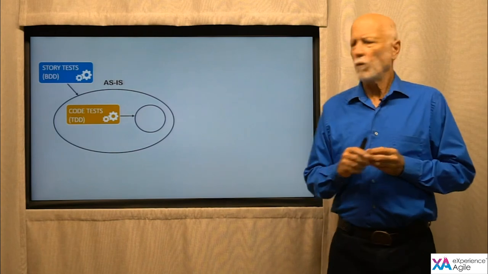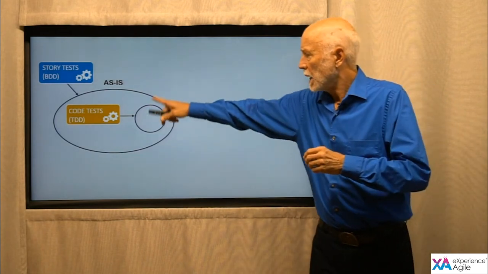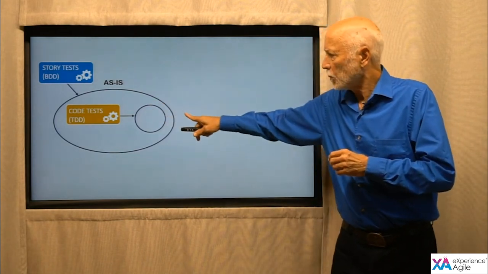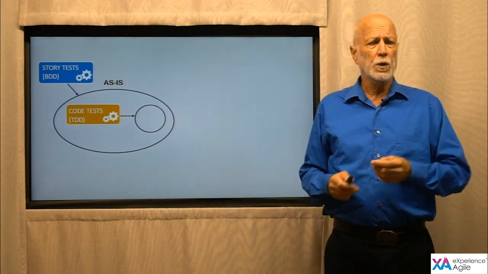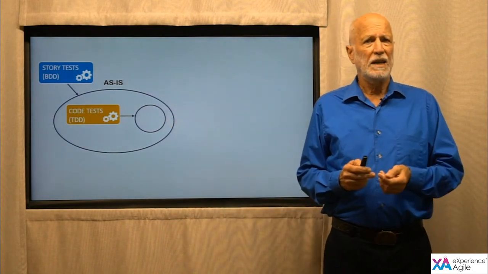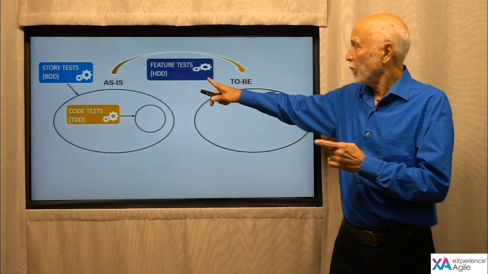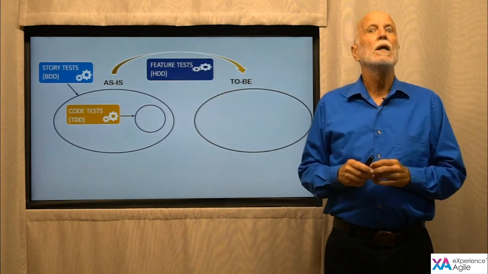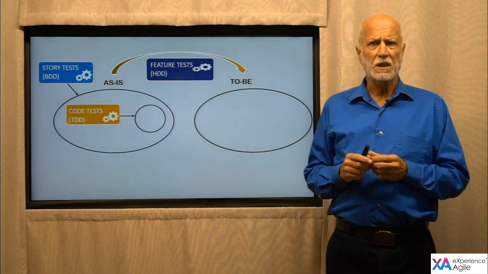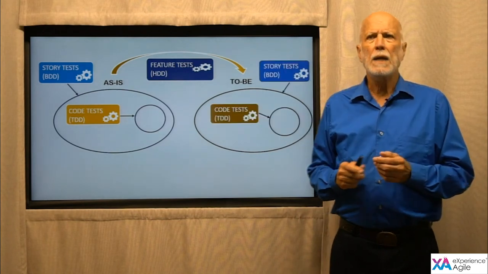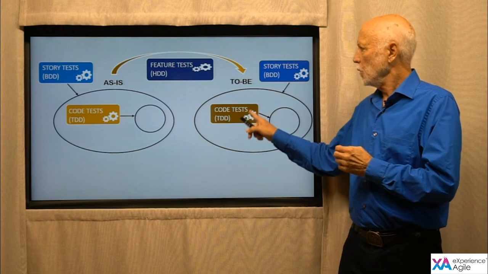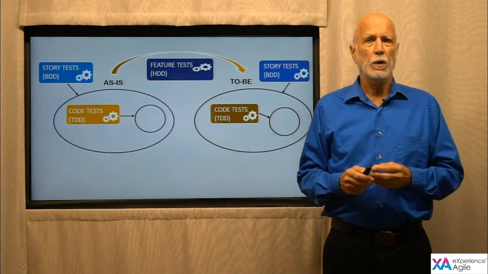What have we shown? Well, we've shown how story tests test the external behavior and code tests test the internal implementation of an as-is application. For the feature tests, we're deciding whether we're building the right feature with hypothesis-driven development. And then there are those new story tests and new code tests against that new feature.